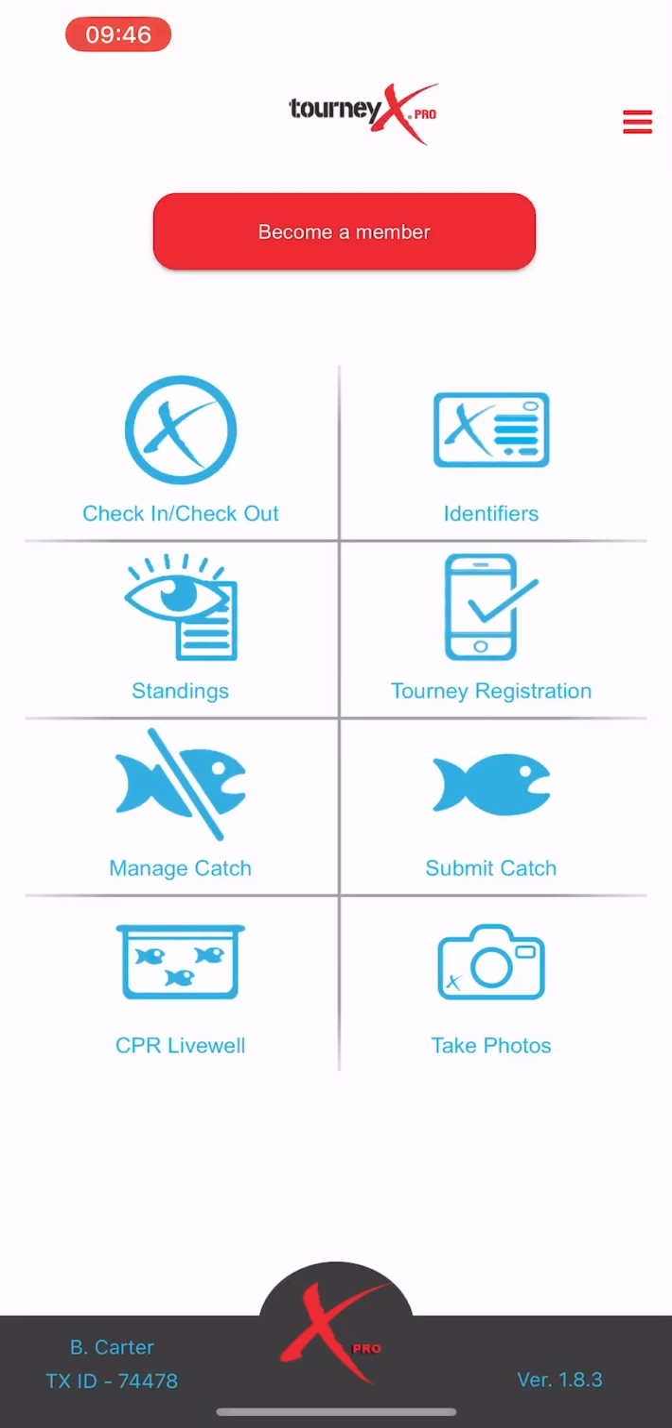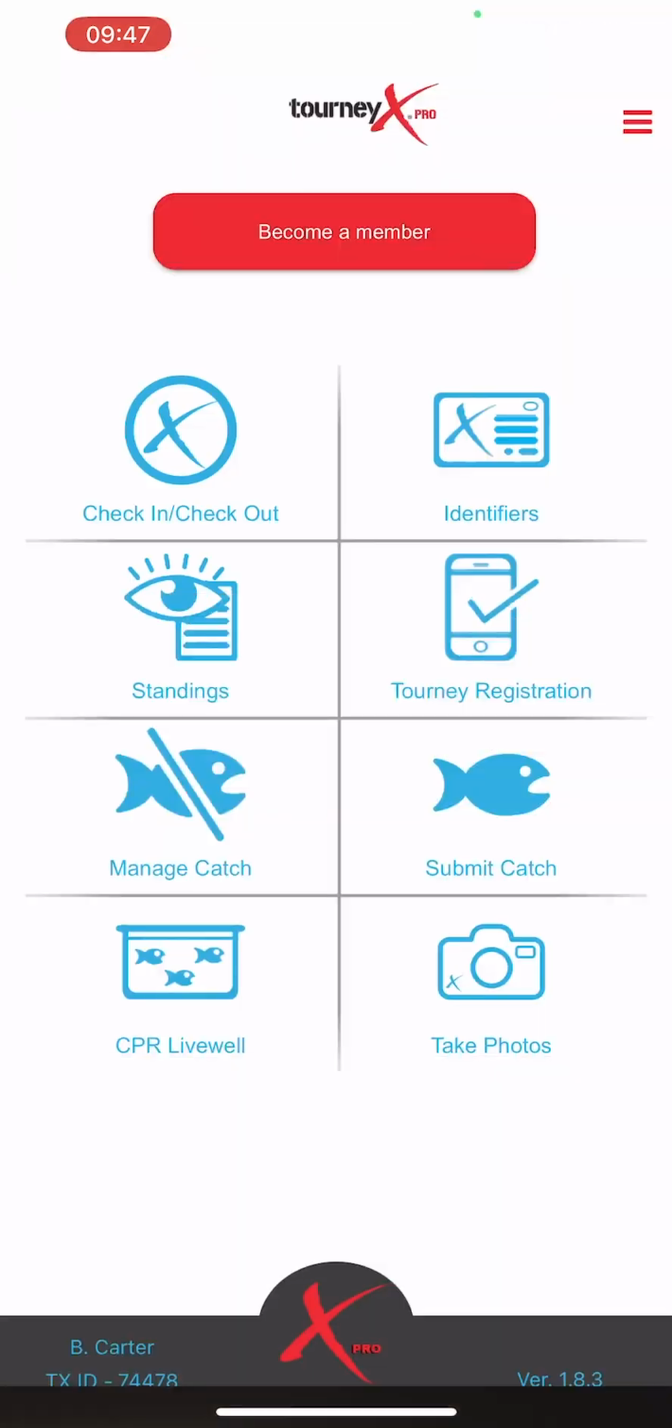So if we go back to the main menu, now we can come to the take photos, and this is just as it sounds, we're able to take a photo. And so we would just photo our catch, making sure the entire fish is in the photo along with the catch board. But I also do not use that tab, and I will explain why now.